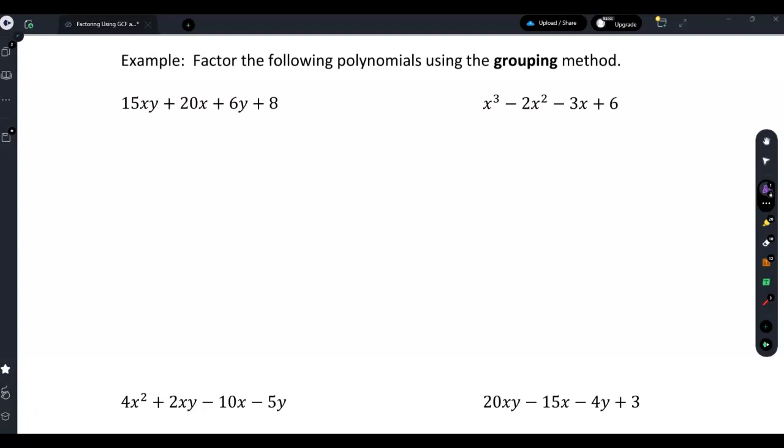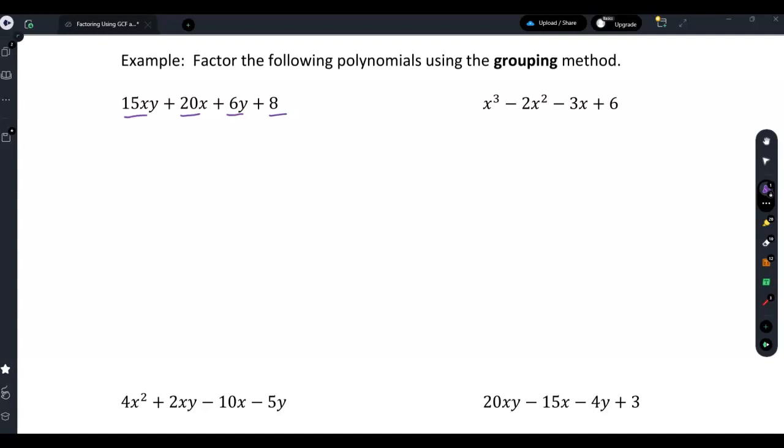Whenever we're asked to factor anything, we always want to check for a GCF first. So looking at this first polynomial that I'm asked to factor, I have 4 separate terms. Is there something that all 4 of them have in common? And it's very close here.